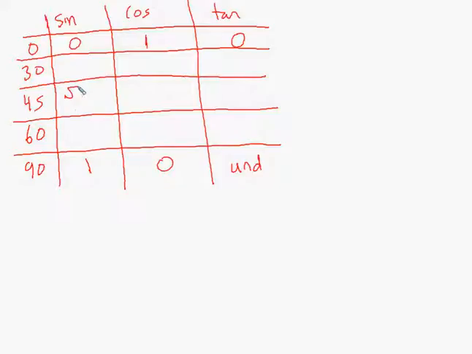45. For both of them is root 2 over 2. And tangent is sine over cosine. Well, these are identical. So that would be a 1. When you do 2 divided by 2, you get a 1. So same thing. Now, what's the sine of 30? A half? What's the cosine of 30?